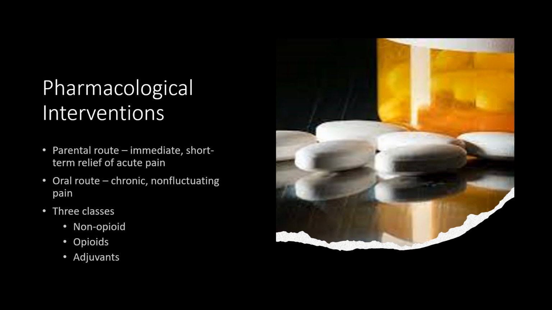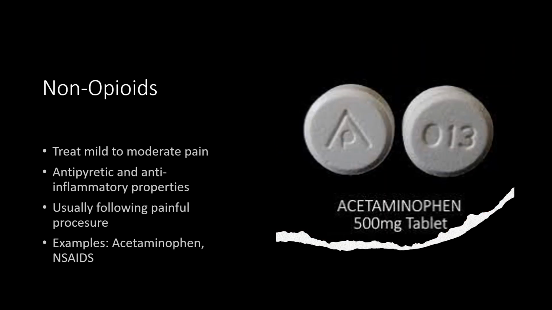Clients experiencing acute pain receive doses that are gradually titrated down until they can be comfortable without medication or at a minimal dose. The three classes of analgesics are non-opiates, opiates, and adjuvants. Non-opiate analgesics. These are appropriate for treating mild to moderate pain, and they're often added to opiates for treatment for more intense pain. That'd be like your Percocet, which is your acetaminophen and oxycodone. Non-opiate analgesics often have antipyretic and anti-inflammatory properties.